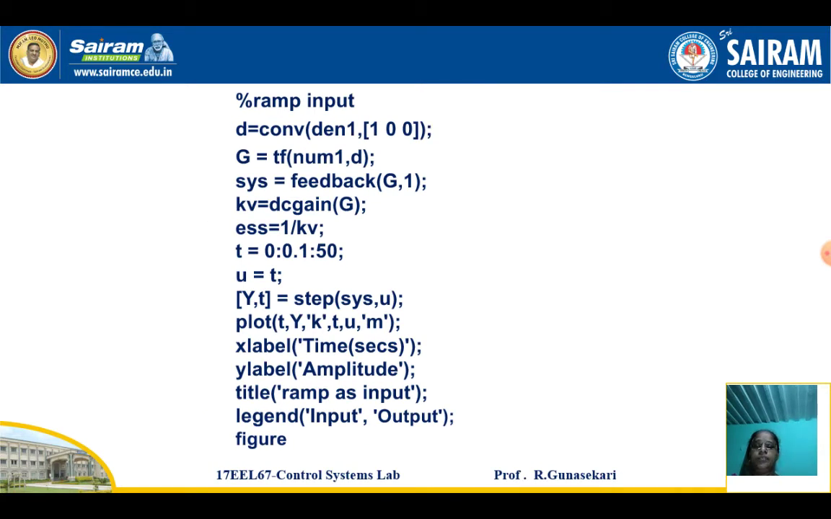Then ramp as an input. The denominator is the convolution of denominator 1 and then 1 0 0 I have given. Then that is the transfer function, numerator, and then denominator is D. Then system feedback, DC gain, that is the gain kV, and then steady state, then time, then x-axis and y-axis parameters, then the title of the output, and then we show which color is input and which color is output. This is the third part.